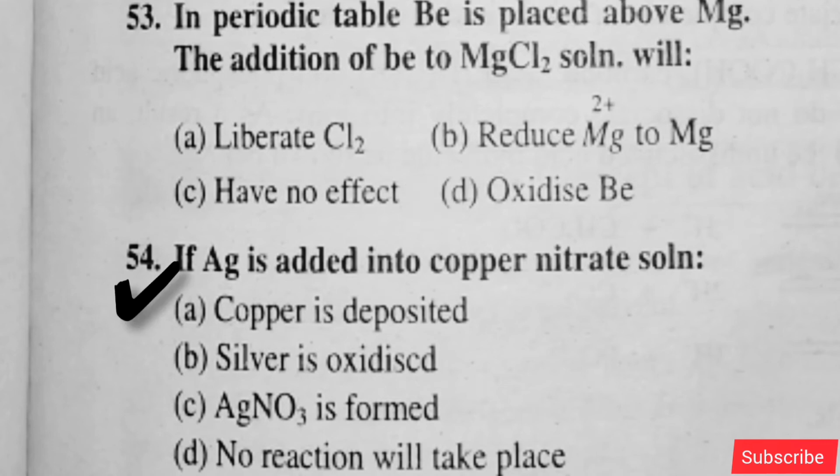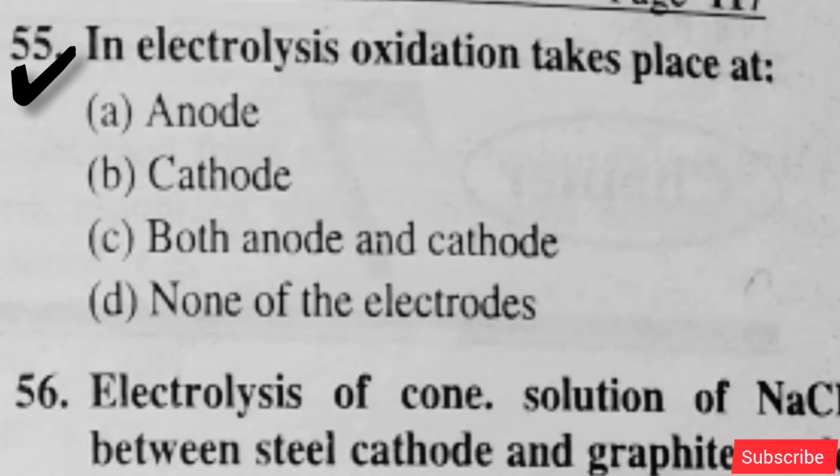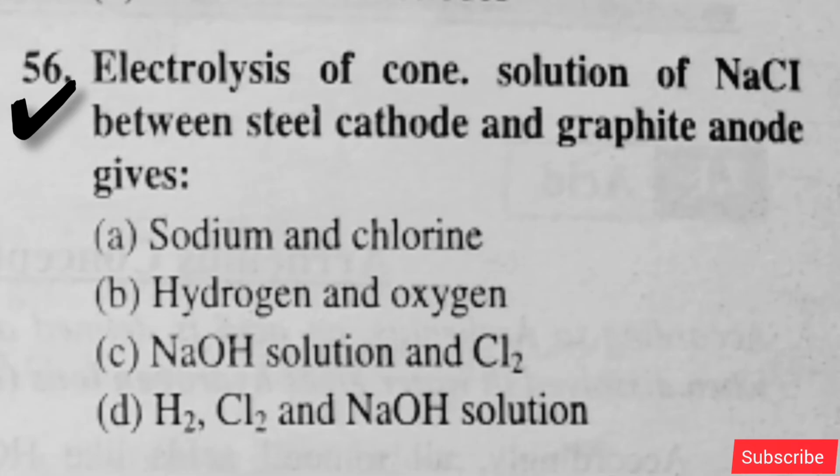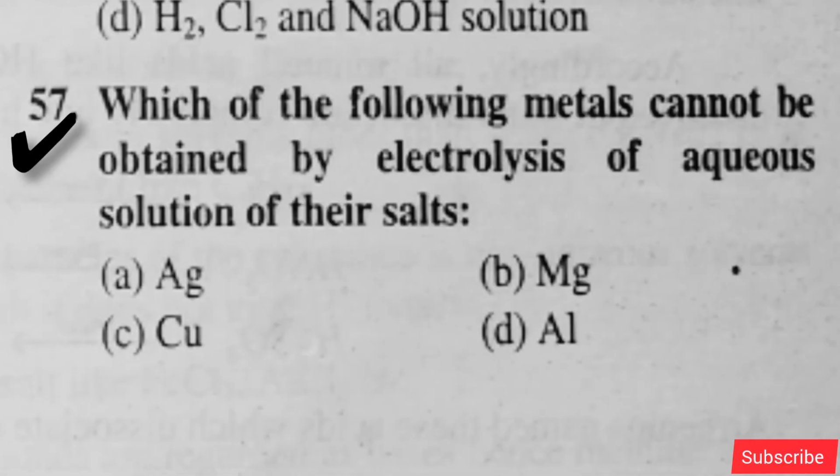If Ag is added into copper nitrate solution, no reaction will take place. Option D is right. In electrolysis, oxidation takes place at anode. Option A is right. Electrolysis of concentrated solution of NaCl between steel cathode and graphite anode gives. Option D is correct. Which of the following metals can be obtained by electrolysis of aqueous solution of their salts?